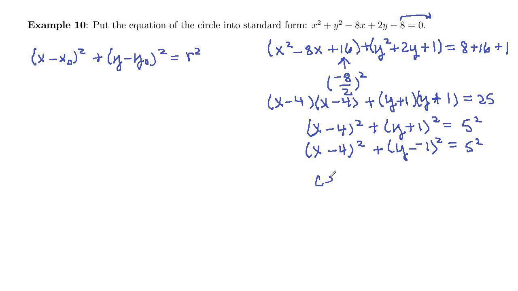So our center for this circle, now we can read off, is (4, negative 1). And then our radius right there, 5.